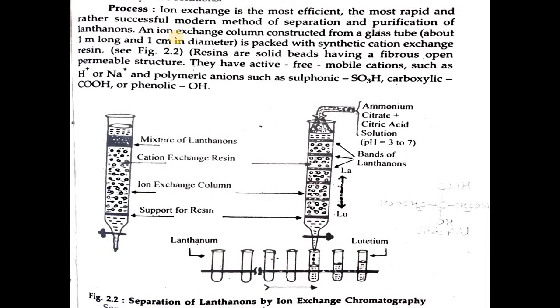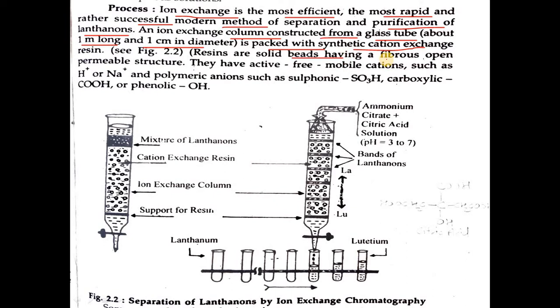So in the process, ion exchange is the most efficient, most rapid technique and successful modern method of separation and purification of lanthanides. An ion exchange column, constructed from a glass tube that is 1 meter long and 1 centimeter in diameter, is packed with synthetic cation resins.